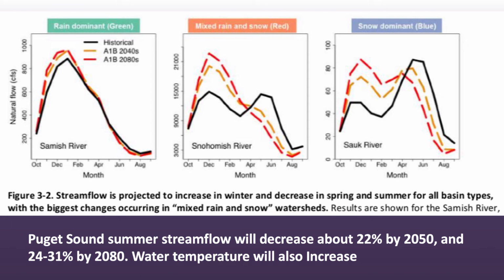And overall, we expect that summer stream flow will decrease by about 22% by 2050 and 24 to 30% by 2080. The other thing to pay attention to here is as we see increase in the temperatures, the water temperature is also anticipated to increase. And this has really big impacts for wildlife, for example, salmon.